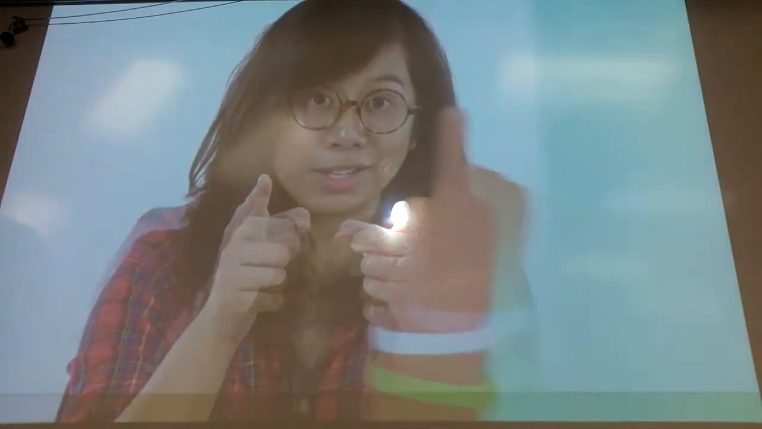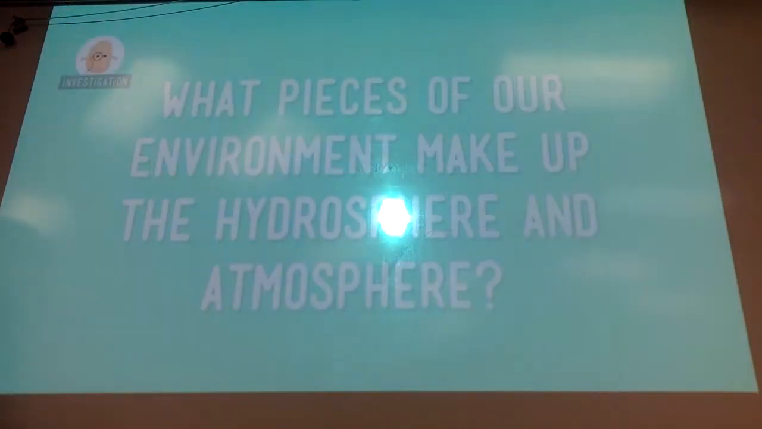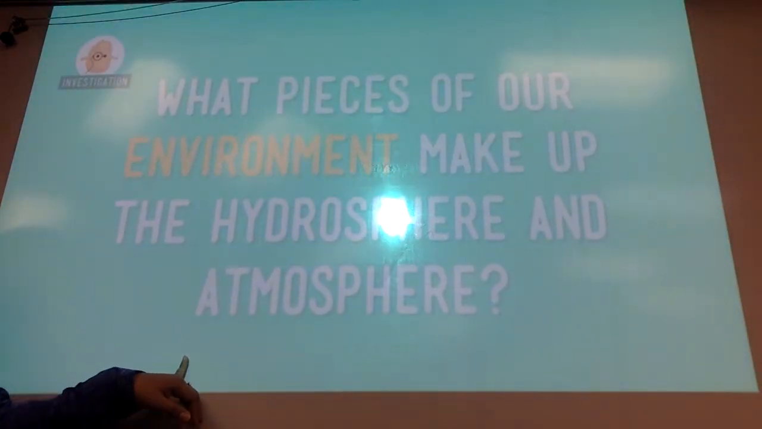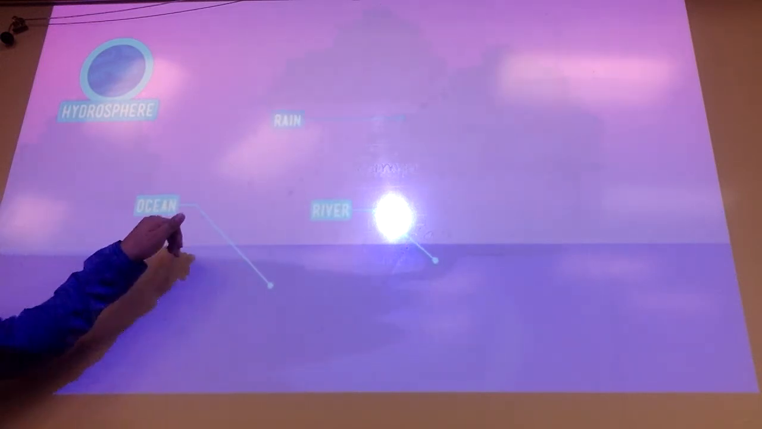Now, these two spheres can be kind of hard to tell apart, so let's investigate. At the beach. The beach is the perfect place to take a closer look at what pieces of our environment make up the hydrosphere and which are parts of the atmosphere. The beach is, of course, right next to the ocean, and since the ocean holds most of the water on our planet, it's the biggest part of the hydrosphere. The rivers that flow into the ocean are also a big part, and so is the rain that's just starting to fall on our beach.